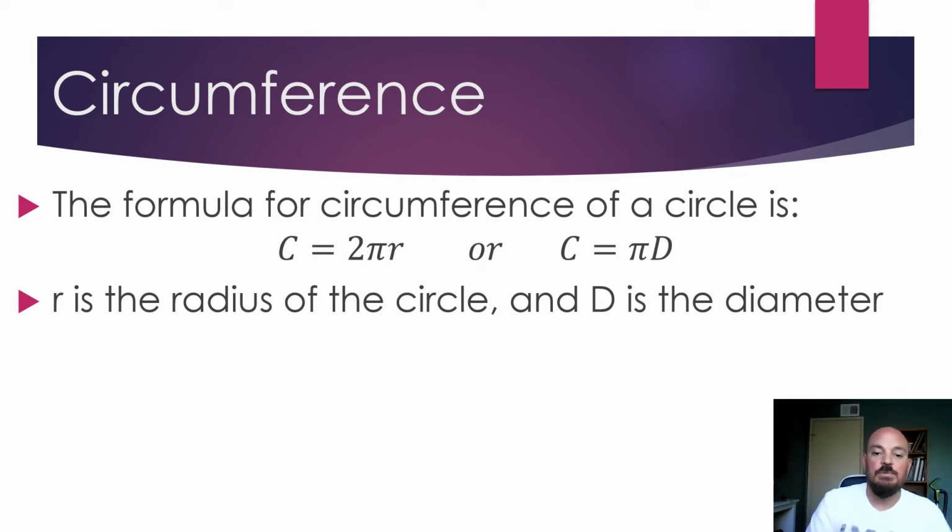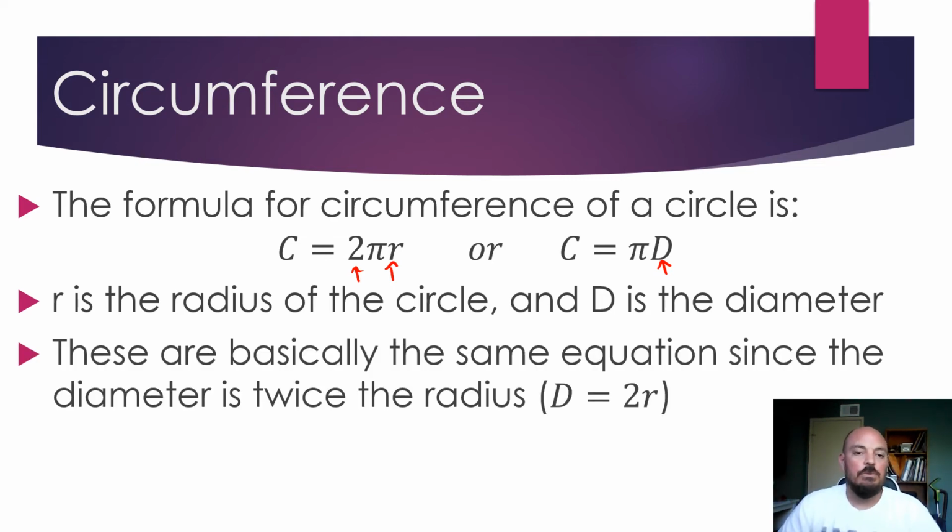If you look at these formulas, they both have pi in them. In addition to the pi, this one has a 2 and an r, 2 times r, and this one has a d. Well, 2 times r is d. Whatever the radius, however long it is, 2 times that amount gives you the diameter because the diameter is 2 radii stuck together. So it's really the same formula. It just depends on what you're given. If you're given the radius, use 2 pi r. If you're given the diameter, just do pi d. So this is what I was saying: basically the same equation, since the diameter is twice the radius, or d equals 2r.